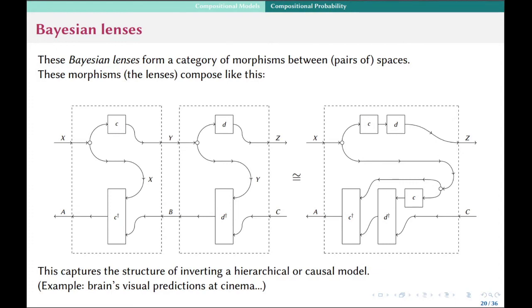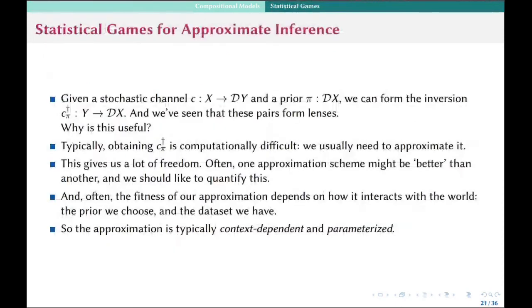I need to make some progress again because those are exact lenses, and systems in the real world typically can't do exact inversion because it's too computationally difficult. We can only do approximate inversion, and so we want to talk about how well a system does at this inversion. There's a lot of freedom in choosing an approximation. We could choose the trivial approximation that just picks out the same distribution as the prior all the time, and that would be really rubbish mostly. It would be right sometimes, but mostly rubbish.